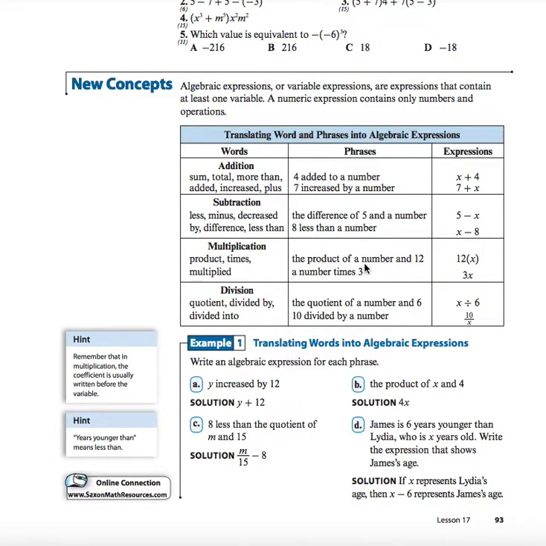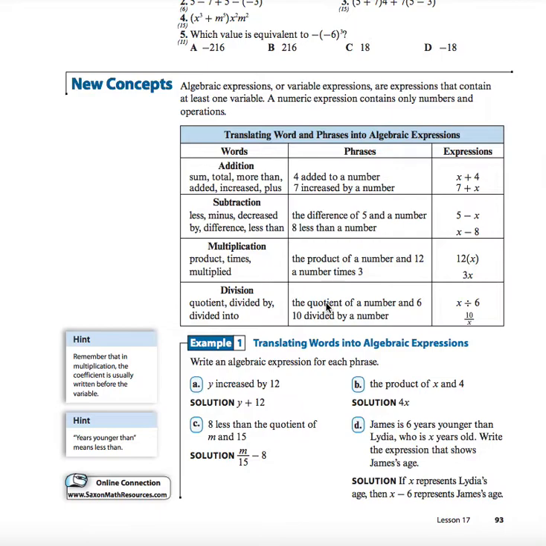Multiplication: the product of a number and 12. Product is the answer to a multiplication problem, so you're looking for what's the solution to 12 times something or 12 multiplied by something. A number and 12 means that those things are going to be right next to each other for that multiplication. So the product of a number, x, and 12. The next example, a number times 3. A number times 3 is them written right next to each other, a number, which would represent our variable, and 3, 3x.